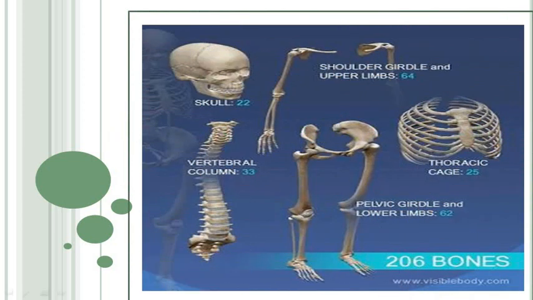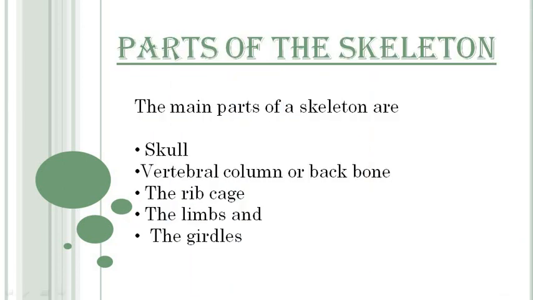So there are many parts in the skeleton: skull, vertebral column, girdles, upper limbs, lower limbs, pelvic girdles and rib cage. And there are a total of 206 bones in the human body. Let's study in detail about the parts of the skeleton. The main parts of the skeleton are the skull, the vertebral column which is also known as the backbone, the rib cage, the limbs, that is upper limbs and lower limbs, and last the girdles.